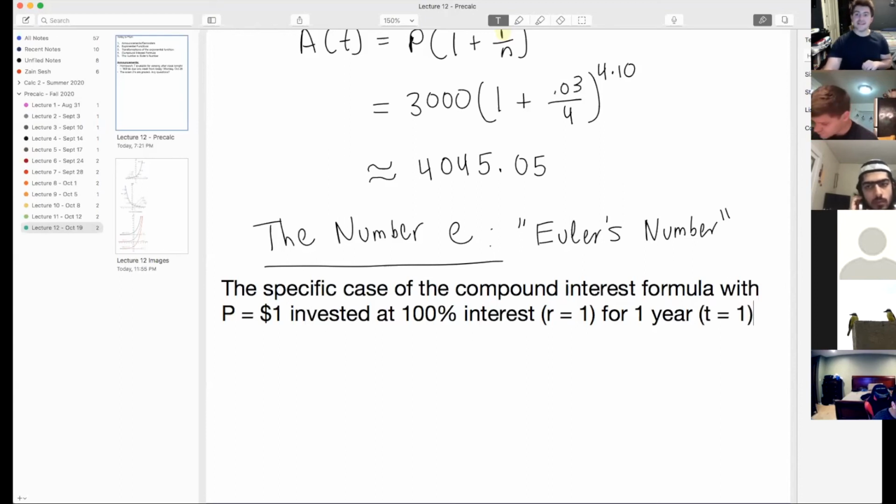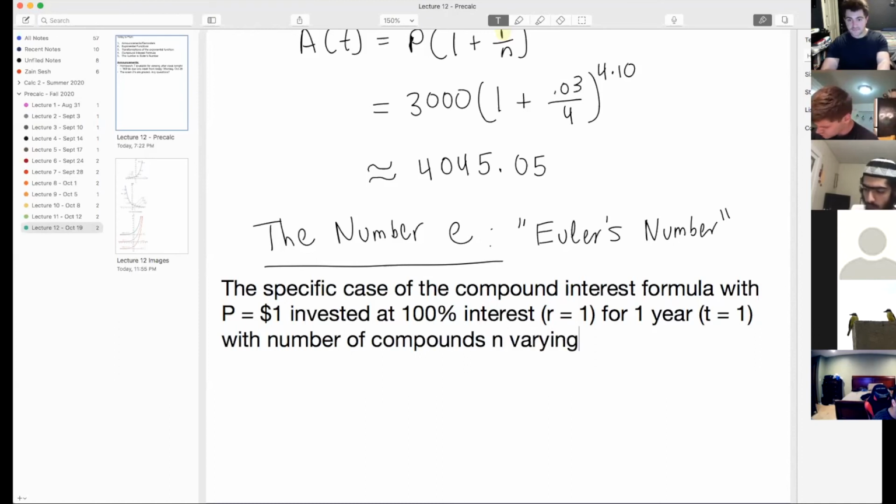Now there's going to be one thing varying. It's the number of compounds, with number of compounds N varying. So we're going to let N be the variable now. Everything else is fixed. R is 1, T is 1, and P is 1. Now we're just going to let N, the number of compounds per year, change. With number of compounds N varying is of utmost importance.